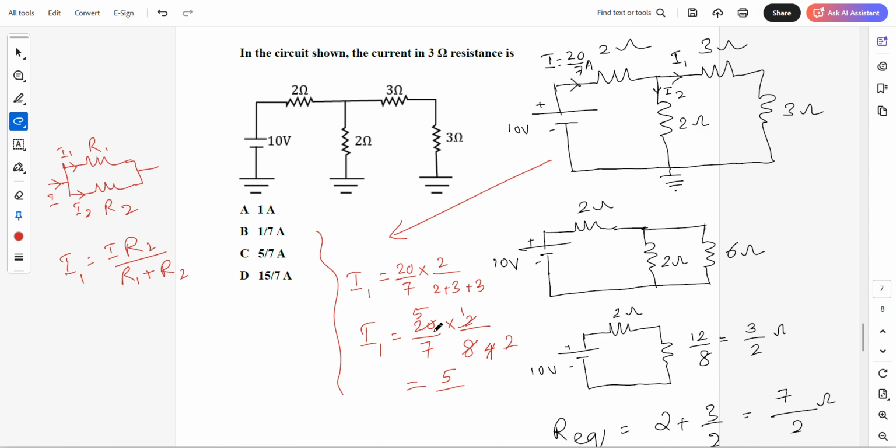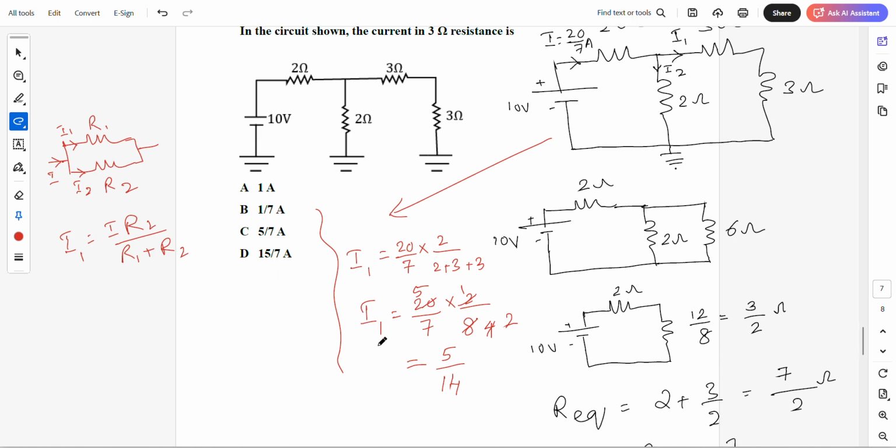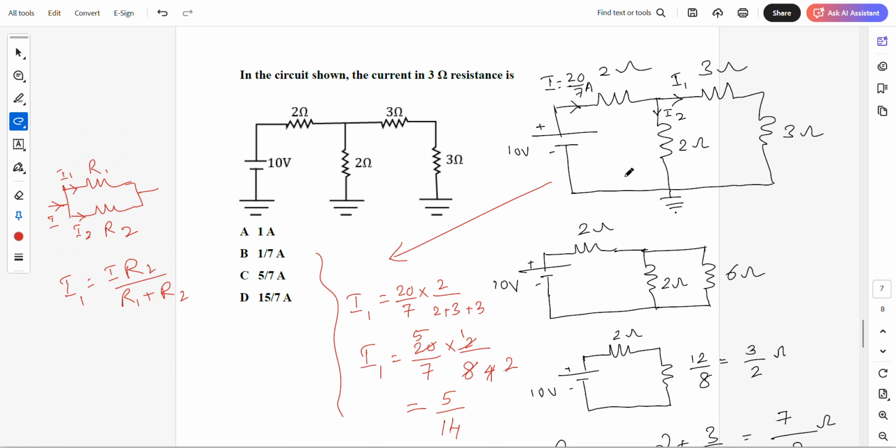And again here you have 2, right? 1 2 is 2, 2 2s are 4. How much are you getting? 5 by 14. You are getting 5 by 14. Answer is not there here. 5 by 14 is not there. Once again we will see where we have made a mistake.